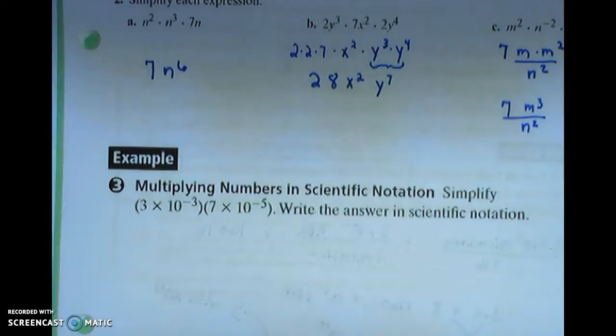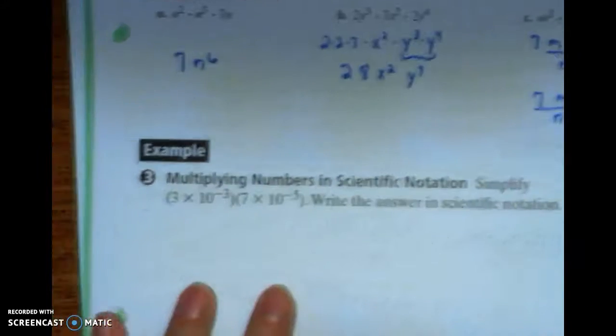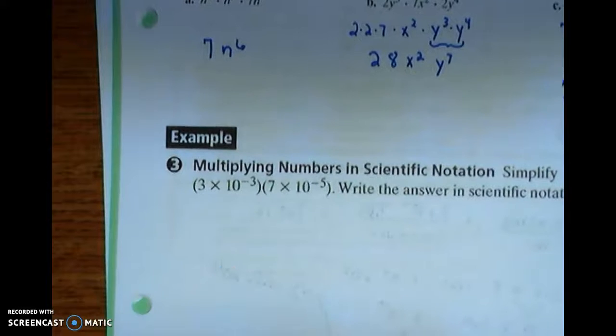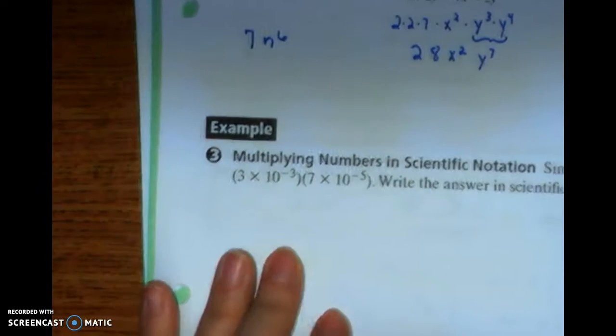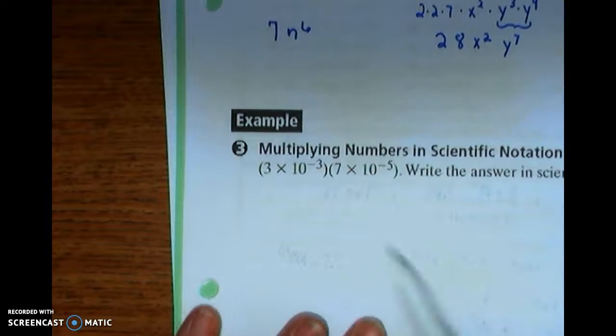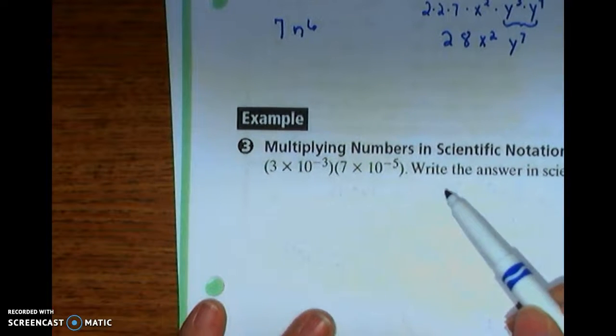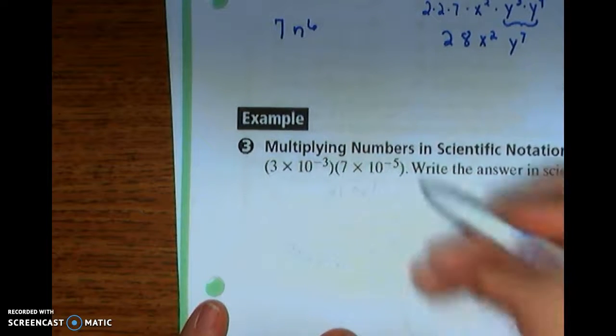All right, we are now multiplying scientific notation numbers. And the beauty of scientific notation is that we don't have to worry about all of those decimal places and counting and all of that. It's all done for us. So that is a great help. So when we're multiplying numbers in scientific notation, remember we can multiply in any order.